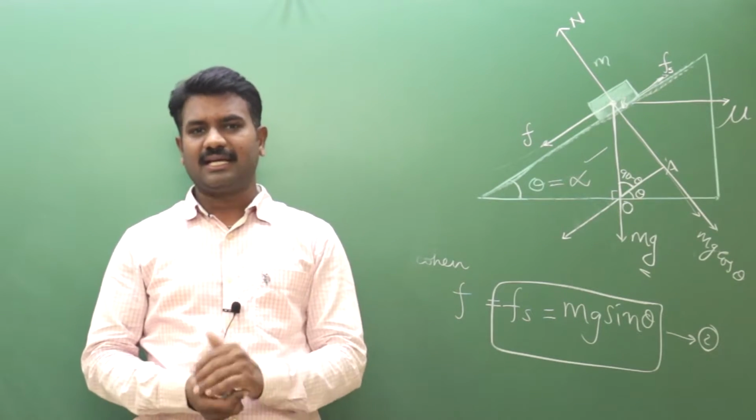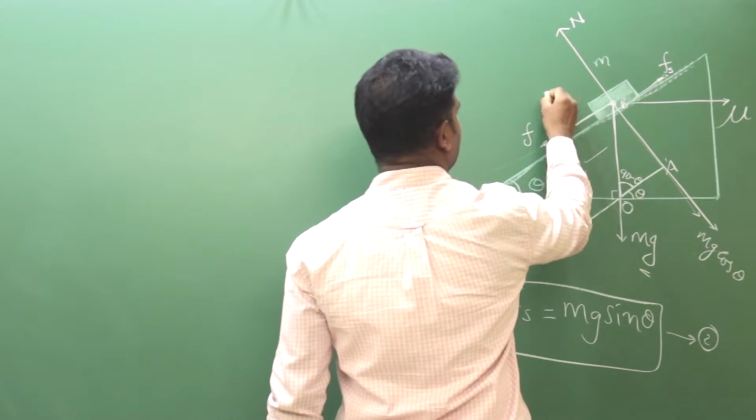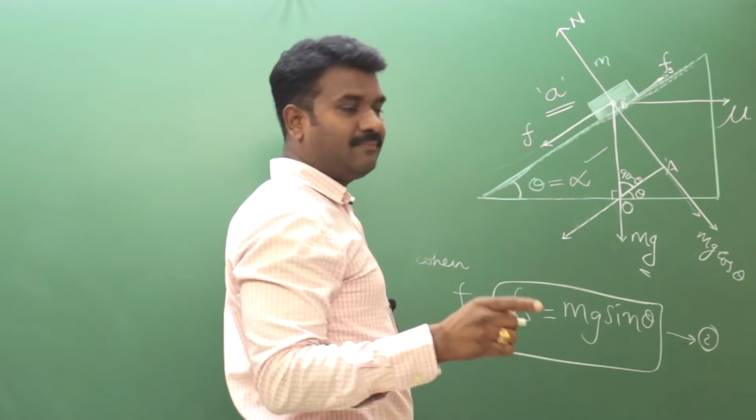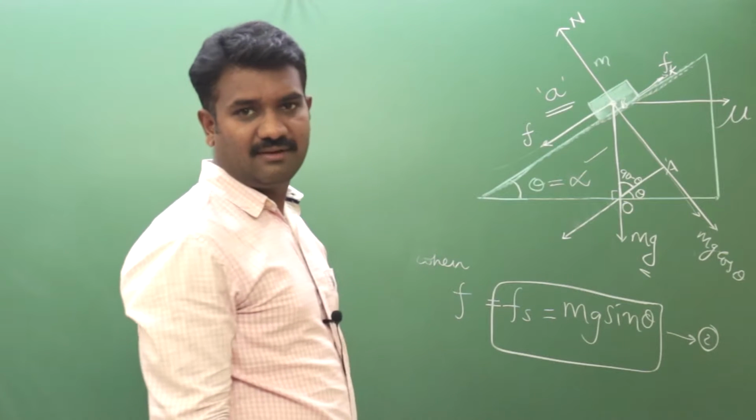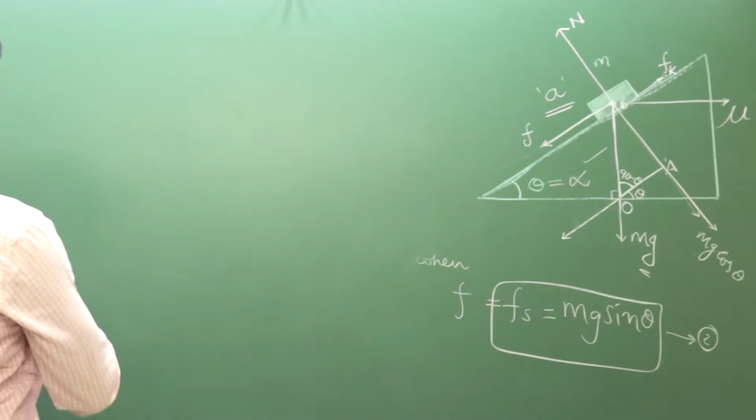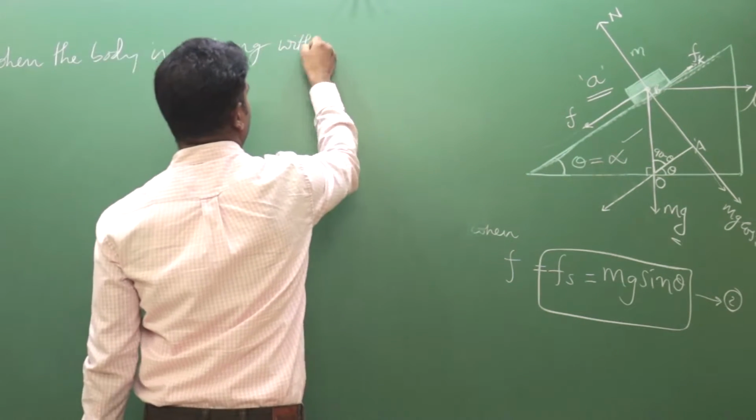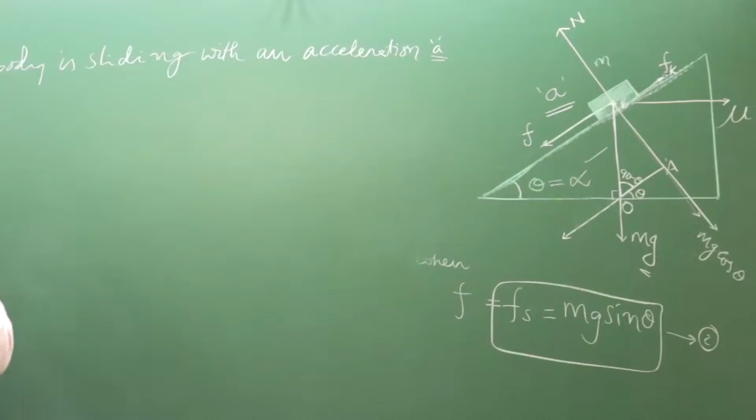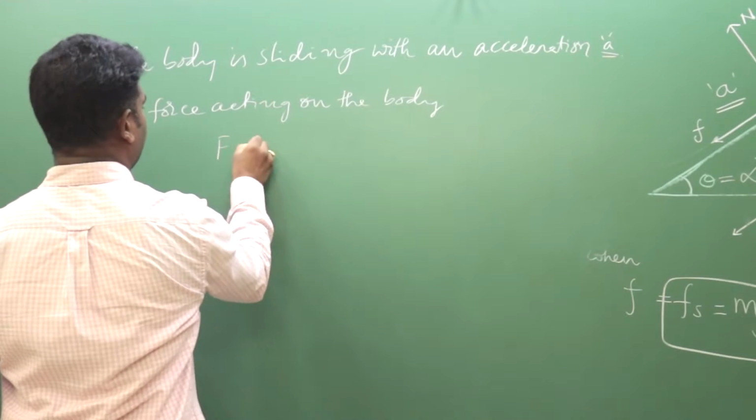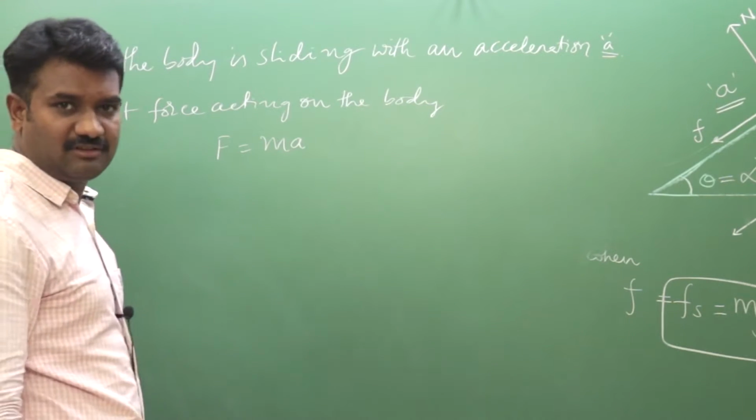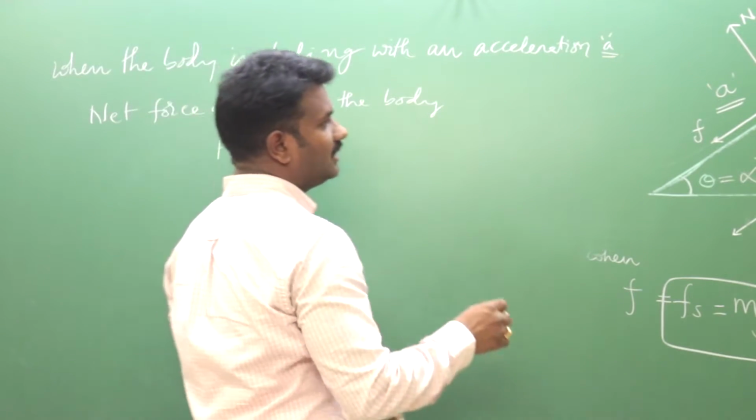Today I am going to explain the case in which the body is actually sliding. So the body is sliding downwards, say with an acceleration a. When the body is sliding, there is no Fs, there will be Fk only. So when the body is sliding downwards with an acceleration a, what is the net force acting on the body? F equal to m into a, where m is the mass of the body and a is the net acceleration with which the body is sliding, which is equal to the resultant force.